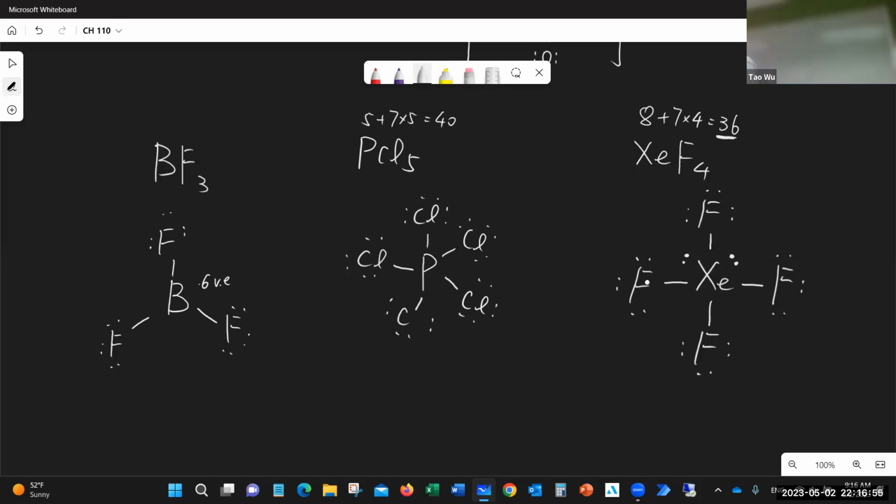This is how we write the Lewis structures. Any questions?